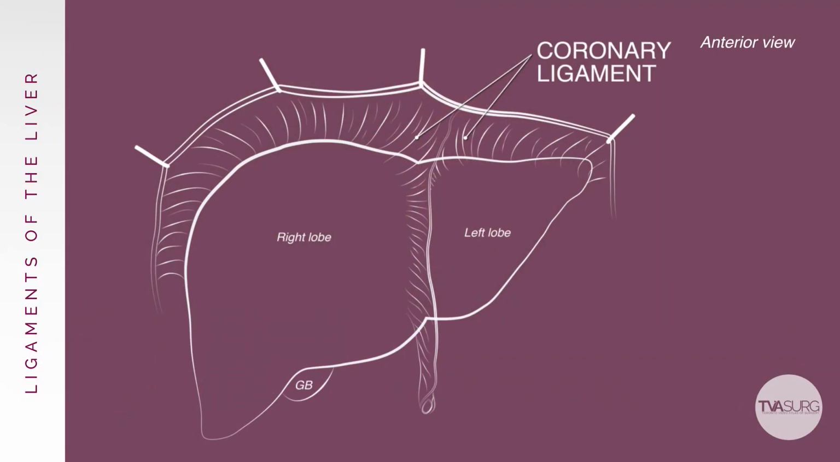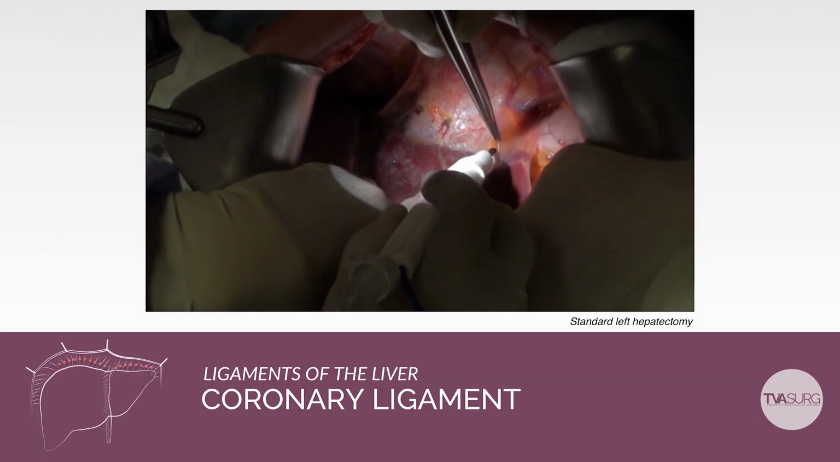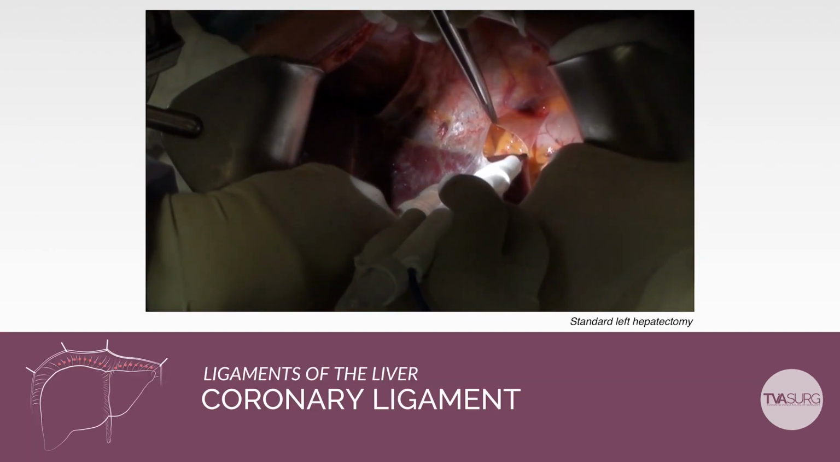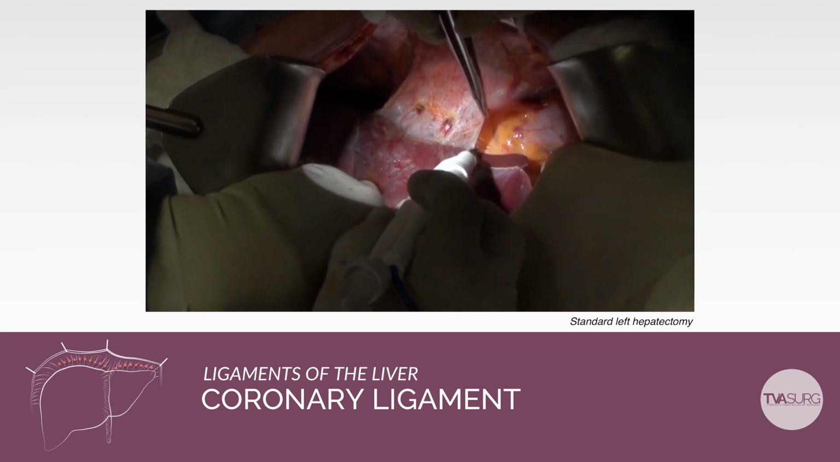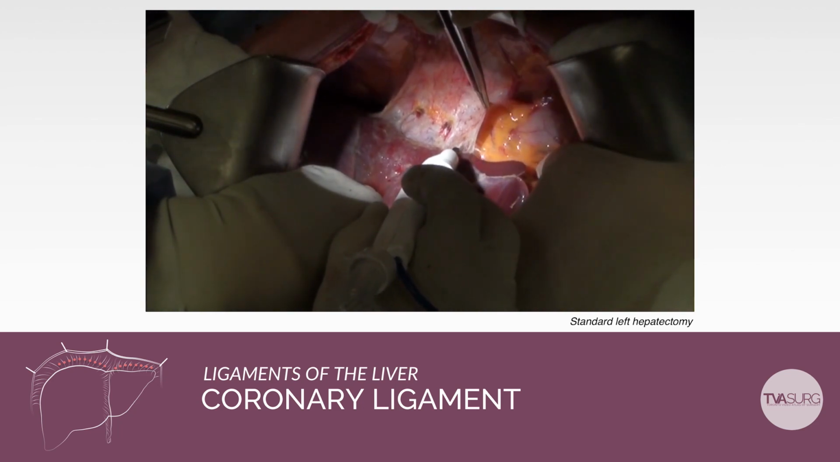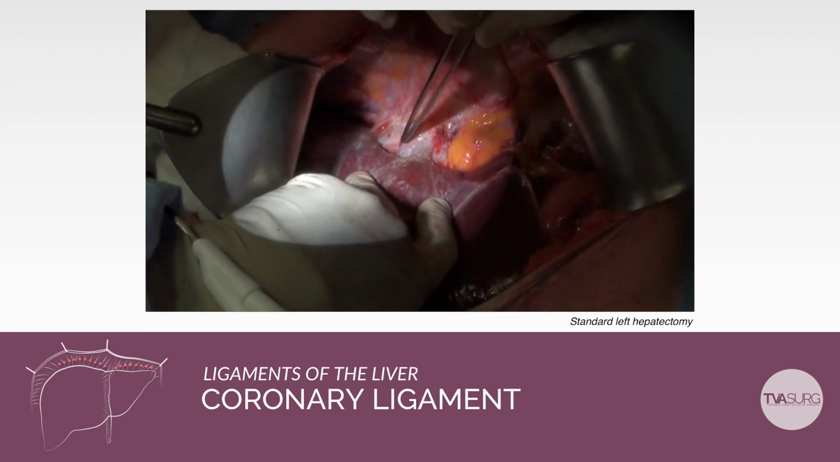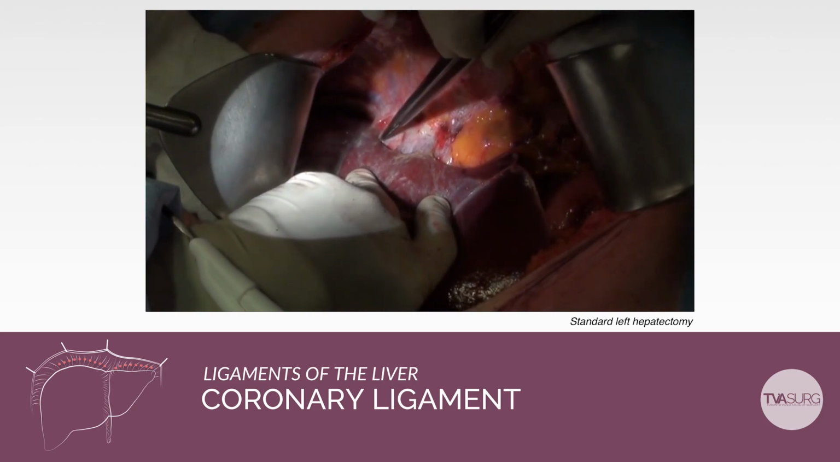On the right and left side of the falciform are the coronary ligaments. It attaches the liver to the central portion of the diaphragm. This ligament is divided, in early stages of mobilization, if surgeons need to gain access above the liver. Here, the surgeon is dividing the coronary ligament on the left side to gain access to the left hepatic vein. Again, appreciate how thin and translucent this ligament is.